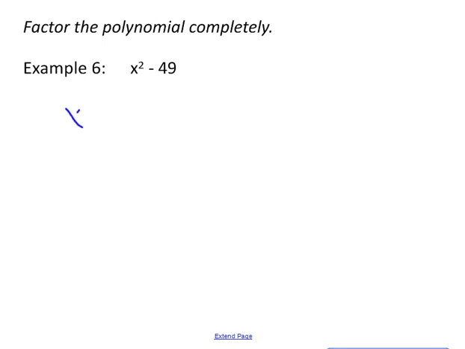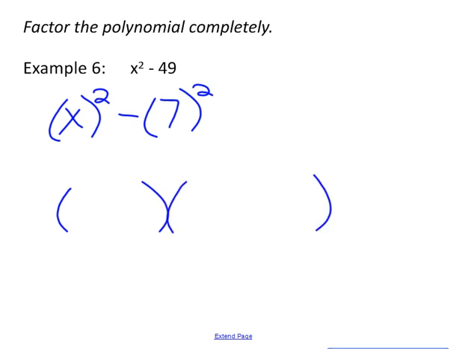So what did I have to square to get x squared? And what did I have to square to get 49? Don't forget, one has to be plus, one has to be minus. I'm going to have x plus 7, x minus 7.